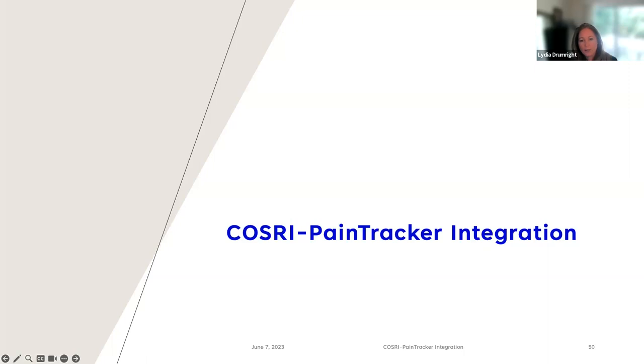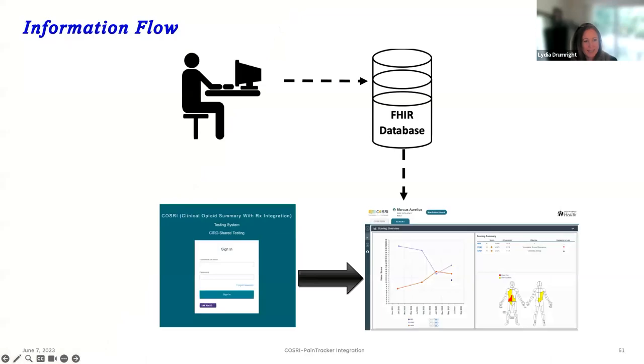Next slide, please. And so along with ONC, we have a project to integrate Causery and Pain Tracker. Next slide, please. And we started that this year. So what you have here is the information flow. A patient will complete Pain Tracker at any point in time in their own free time or while they're waiting to see the provider in the clinic. And that pushes all their Pain Tracker data to our FHIR database in FEMR.